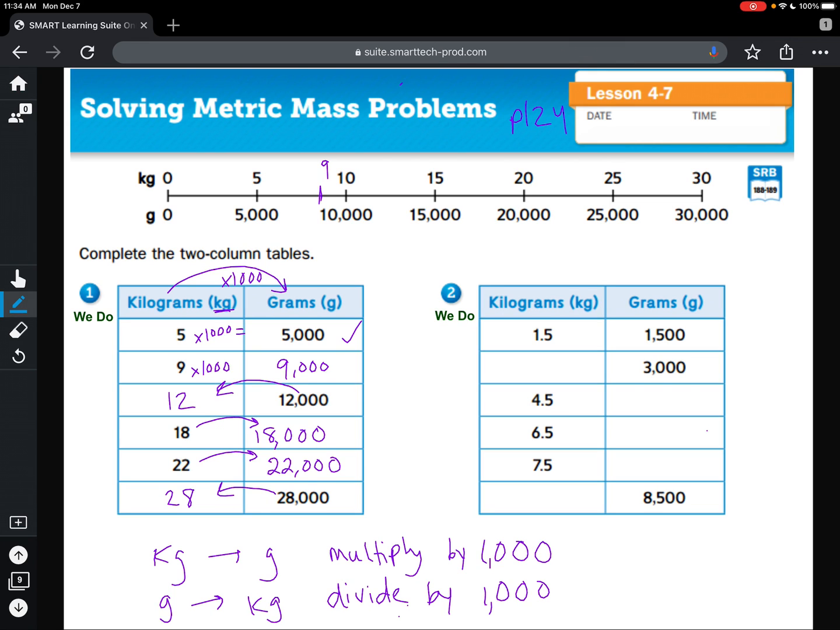Now let's take a look at number 2. In number 2, I have decimals in some of the problems. 1.5 kilograms is the same as 1,500 grams. All I did was I went from kilograms to grams, so I multiplied by 1,000.